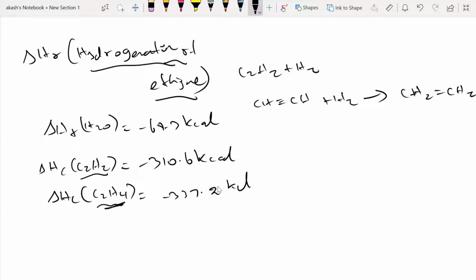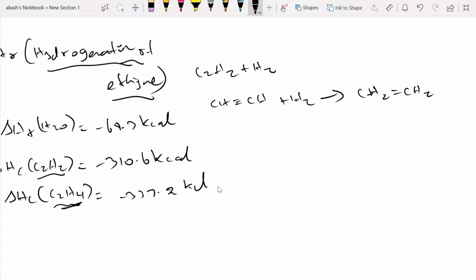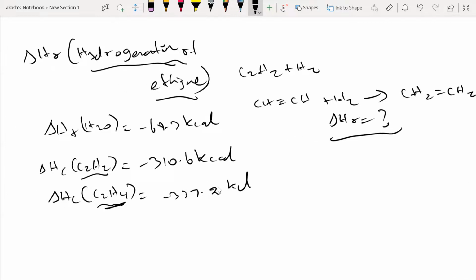That means we are going to convert ethyne to ethene. That's what you're doing here. So basically, you have to find the enthalpy of reaction for this particular reaction, given this data.